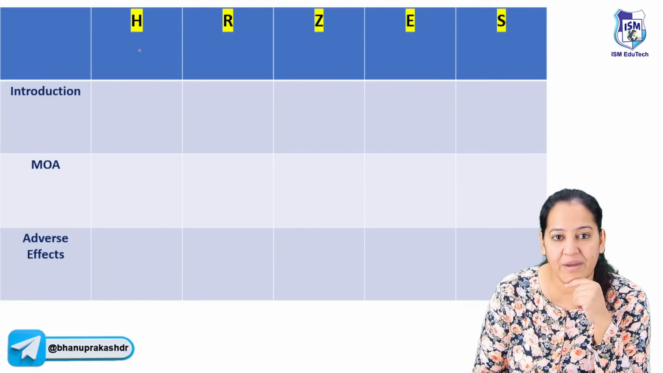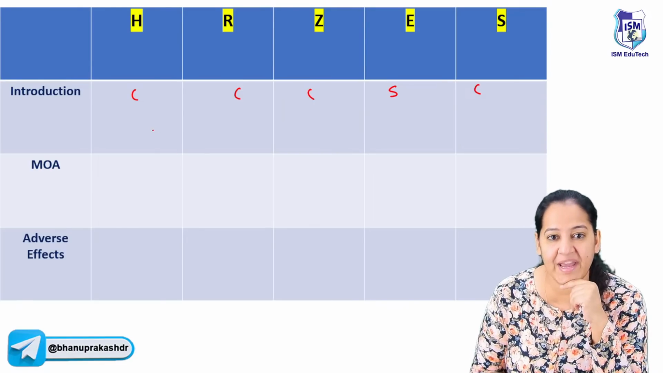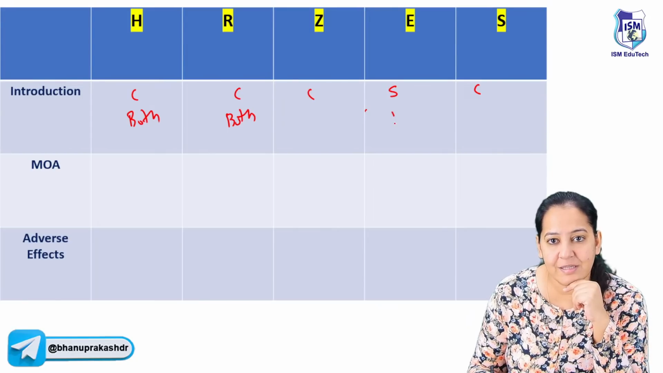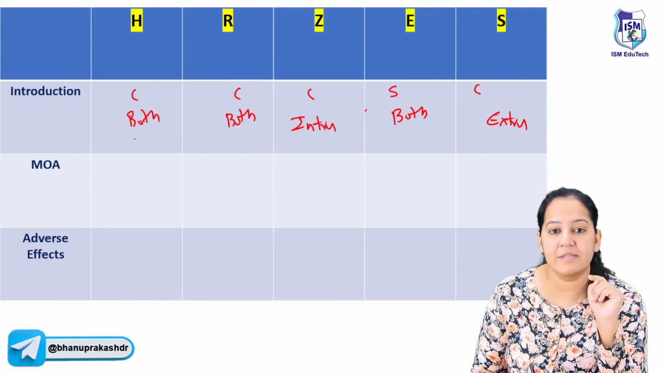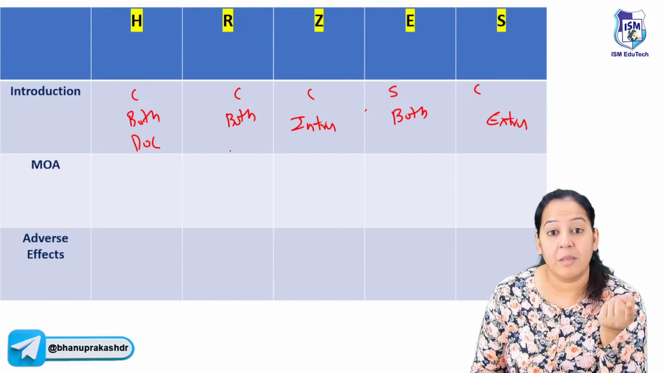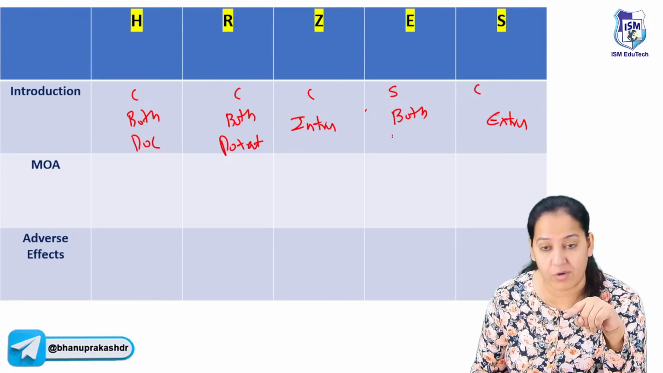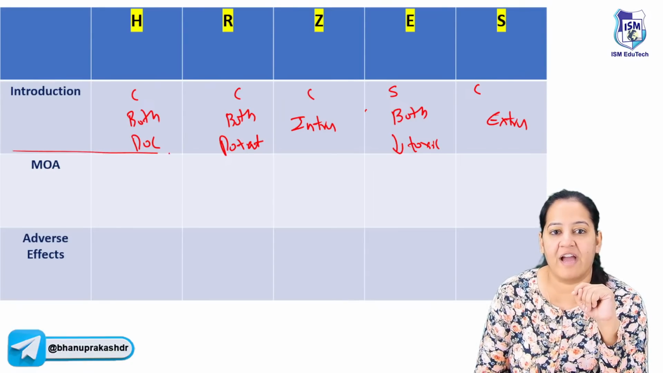So in the introduction, you can write down cidal, static, cidal. It kills both. But this one kills only intracellular. This one kills only extracellular. You have to learn this. Okay, this is the introduction. This is drug of choice, H. The most potent is R. And least toxic, least side effect is E. So this is the introduction we have completed.